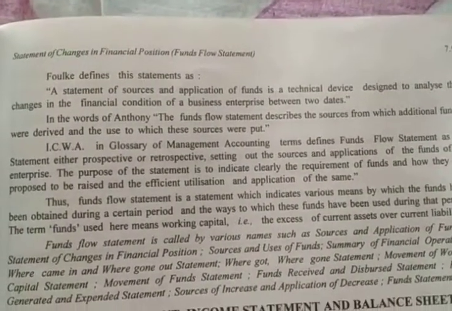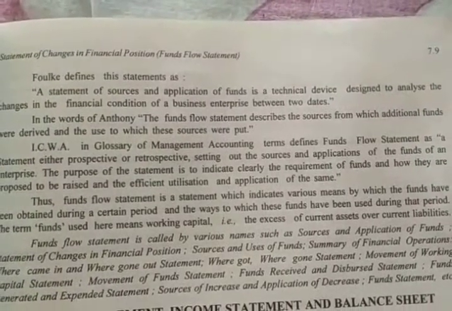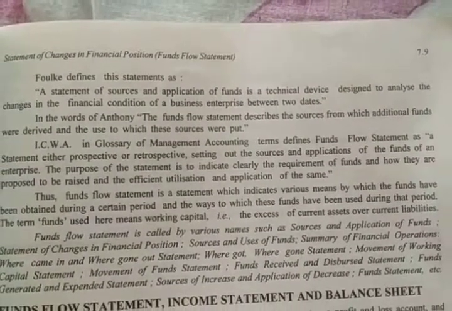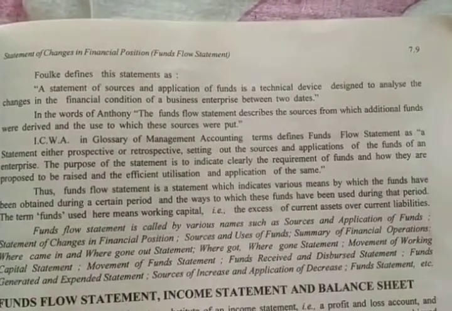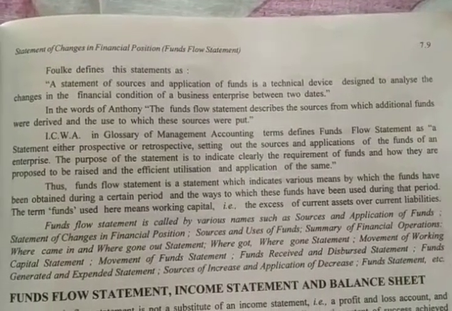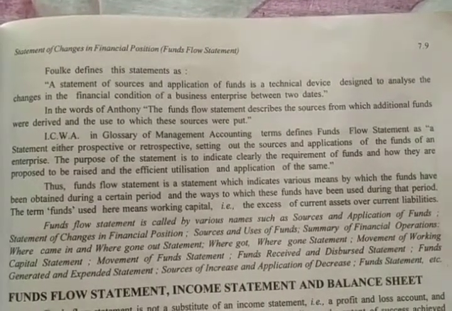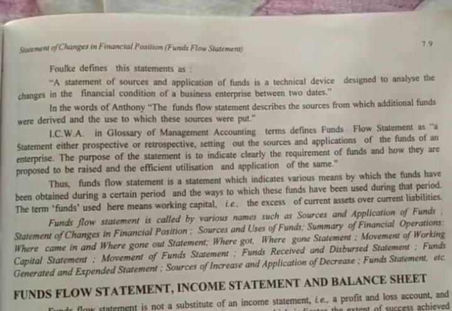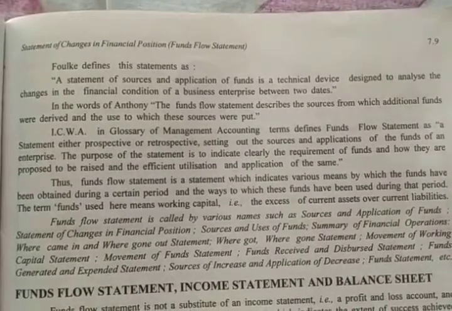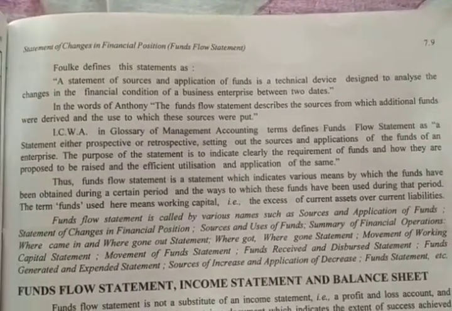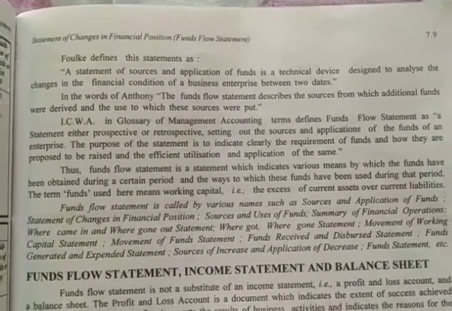The definition given by Falk: a statement of source and application of fund is a technical device designed to analyze the change in the financial condition of a business enterprise between two dates. There are some other definitions given by Anthony, ICWA, and many others.